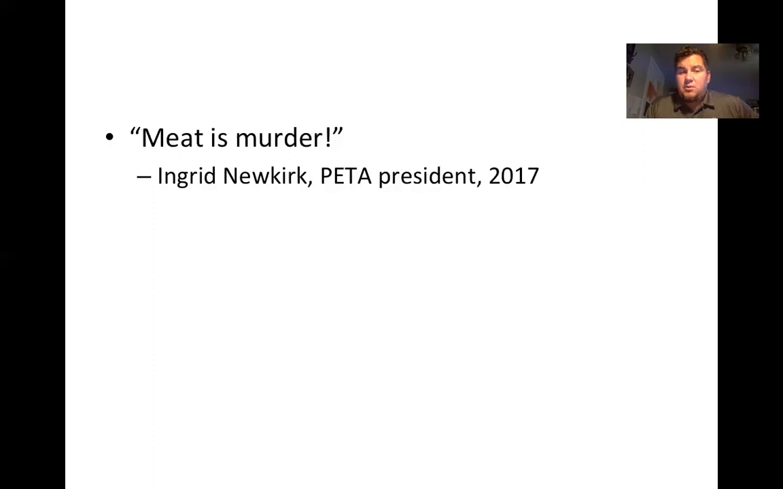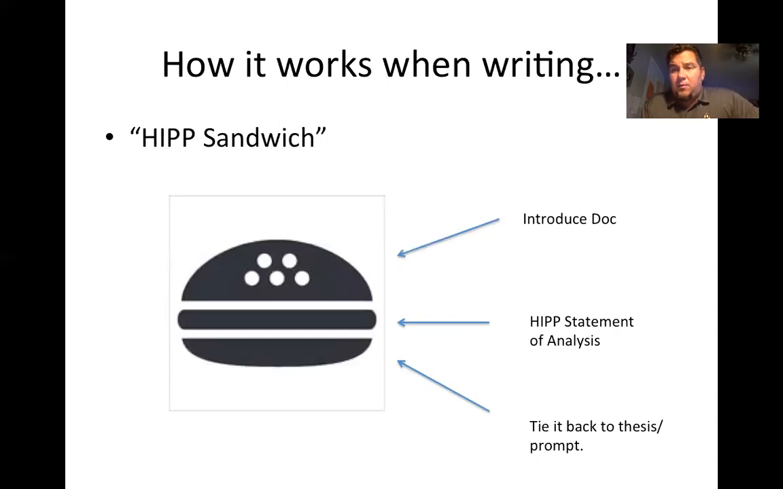Meat is murder. Ingrid Newkirk, PETA president. I don't know if you guys are aware of PETA, but they're against animal cruelty and things like that. So it makes sense that someone that is leading the organization that opposes slaughterhouses and stuff would say meat is murder. Now, the last part is putting it all together in the essay.